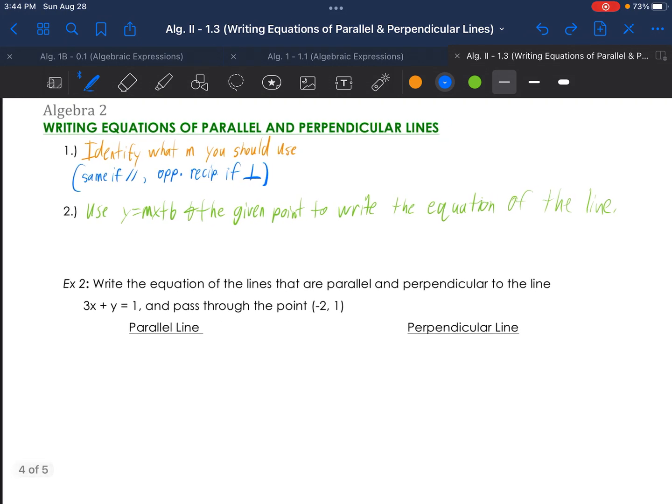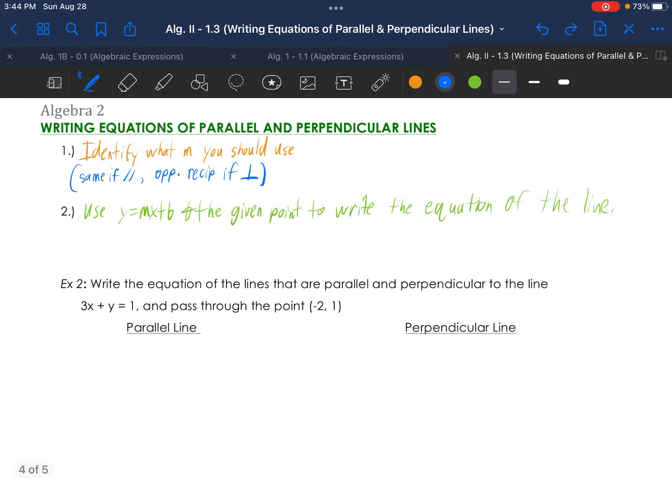So on example 2, we're supposed to write the equation of the lines that are parallel and perpendicular to the line 3x plus y equals 1 and pass through the point -2, 1. So we're going to have 2 different problems here. One for the parallel line, and then we'll stop, and then we'll go on to the perpendicular line. So first, the first one needs to be parallel to this line, aka they need to have the same exact slope. So this is what step 1 is saying, identify what m you should use.